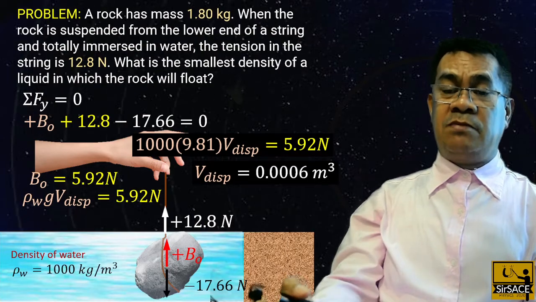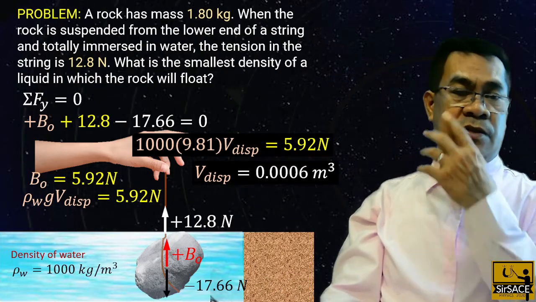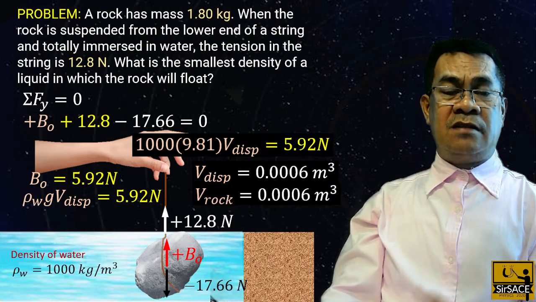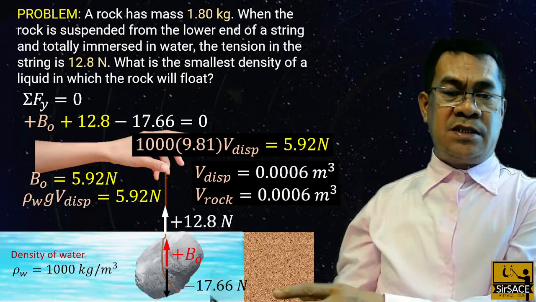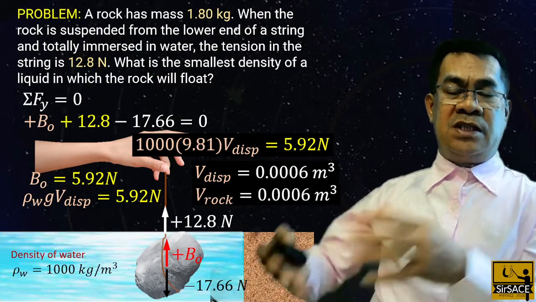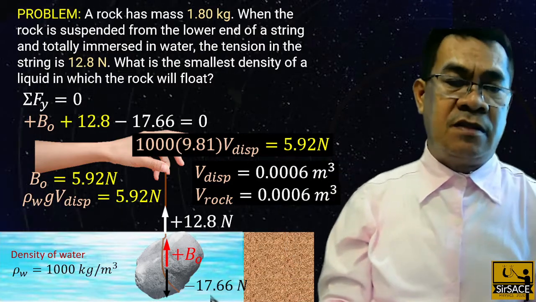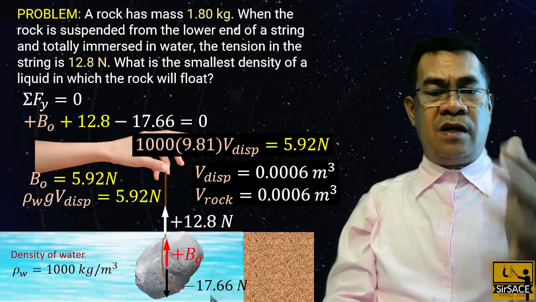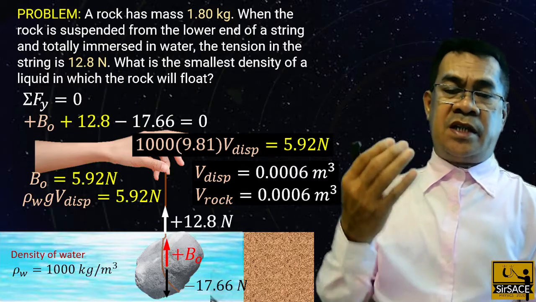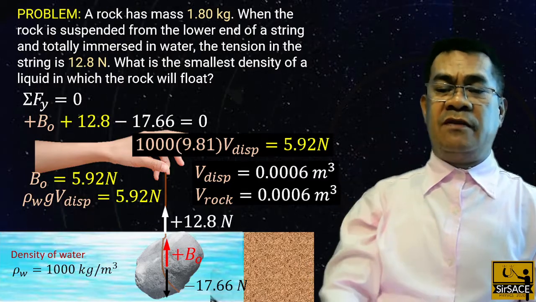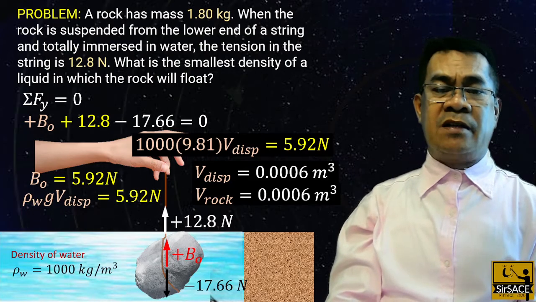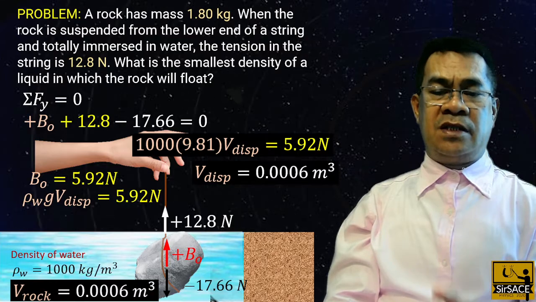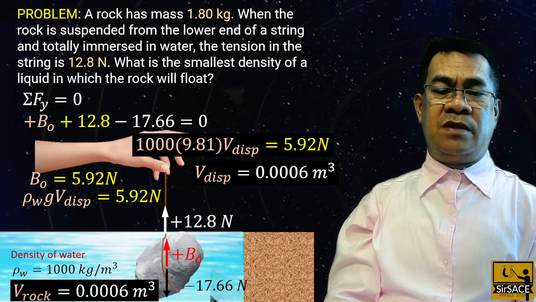Take note, the volume of displaced water is the same as the volume of the rock. The volume of displaced fluid is the same as the volume of the submerged particle, in this case, the rock. So it's very useful to have this value, because when we transfer this object to another fluid, we can utilize the volume of the rock. Take note that the volume of the rock is 0.006 cubic meter.